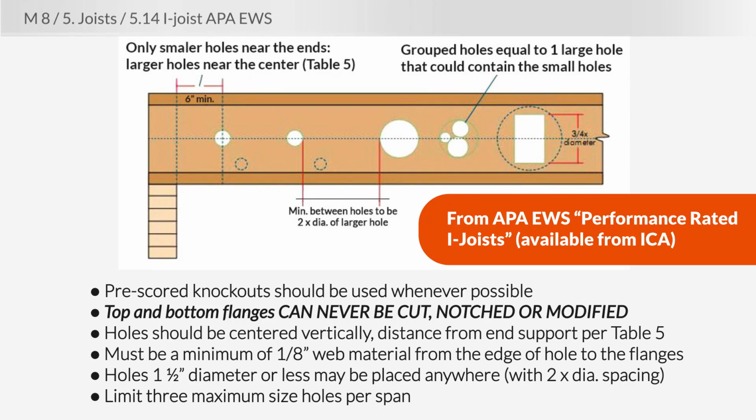There should be a minimum of 1/8 inch of web material from the edge of any large hole to the flanges. Yes, we can actually sometimes cut holes that large in an I-joist. That would be at the center of the span. And the reason you need 1/8 of an inch of web material is really to make sure that you're not hitting the flanges in any way. For the most part, holes that are 1.5 inches diameter or less can be placed almost anywhere. They still need the 2 times diameter spacing, and there is a limit of 3 maximum sized holes per span.